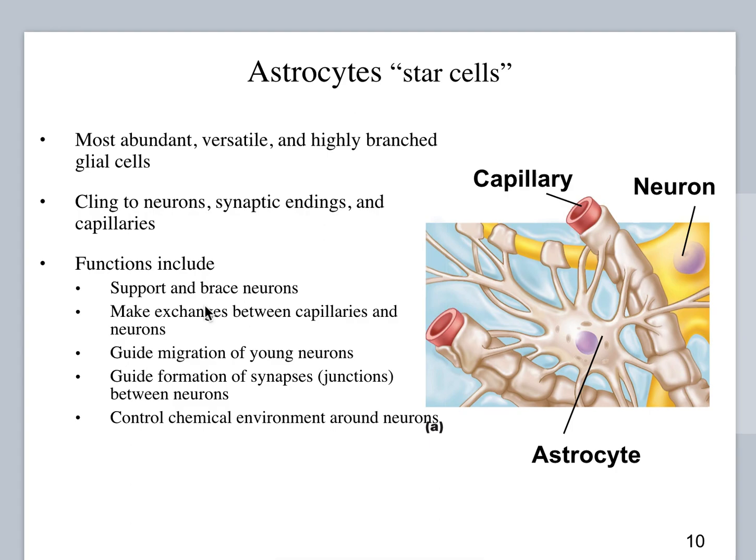Astrocyte, or star cells, as the name astrocyte literally means star cells. These are the most abundant neuroglial cells. They cling to neurons, they cling to synaptic endings, they cling to capillaries, and they support neurons, they brace neurons, they help stabilize the connection of neurons, they help young neurons find their way to the synapses that they're supposed to go to. They're basically one of the major supporting cells for the neurons.